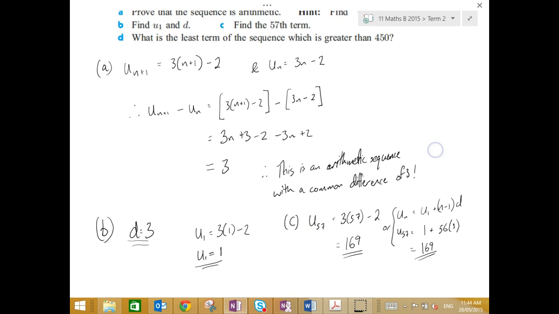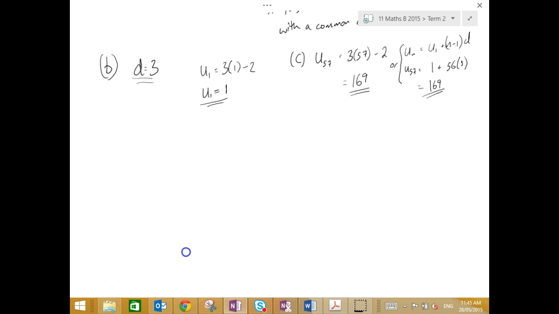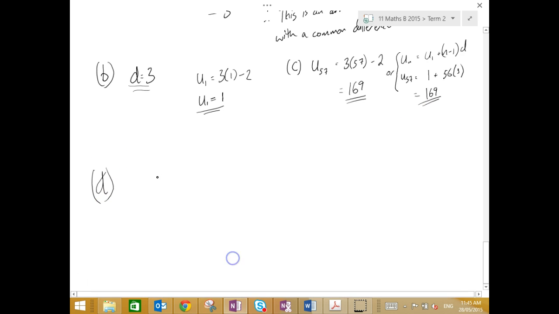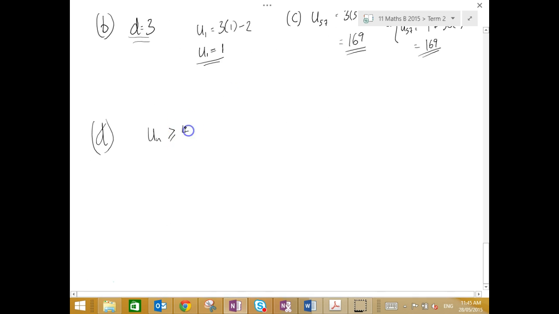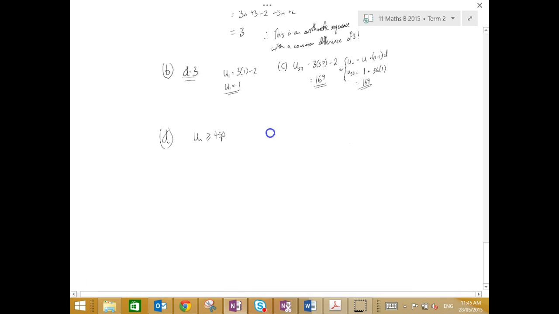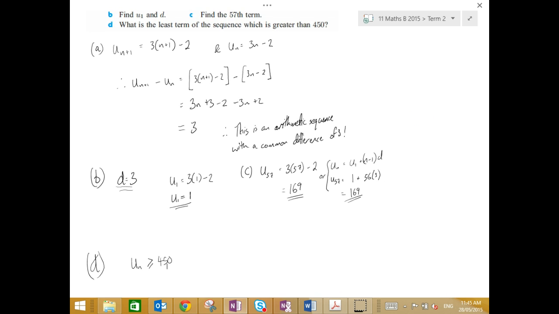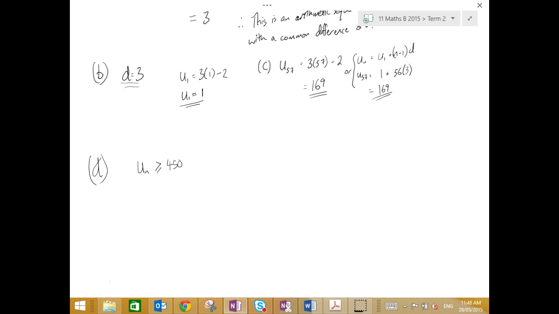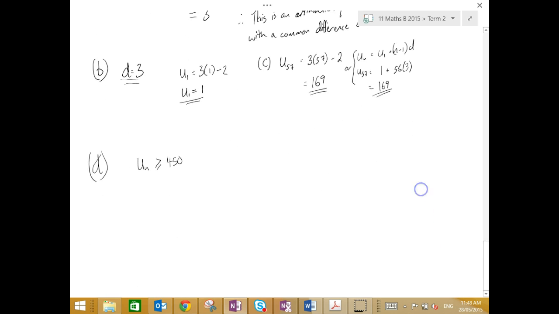What is the least term of the sequence which is greater than 450? This is a good little question because it makes you exercise your brain a little bit. So un, we want it to be greater than or equal to 450, was it? Am I getting carried away and going too quickly again? I will pause. So we're trying to find the least term, so the smallest term in the sequence. What number term is it? Like the 17th or the 80th or whatever, which is greater than 450.